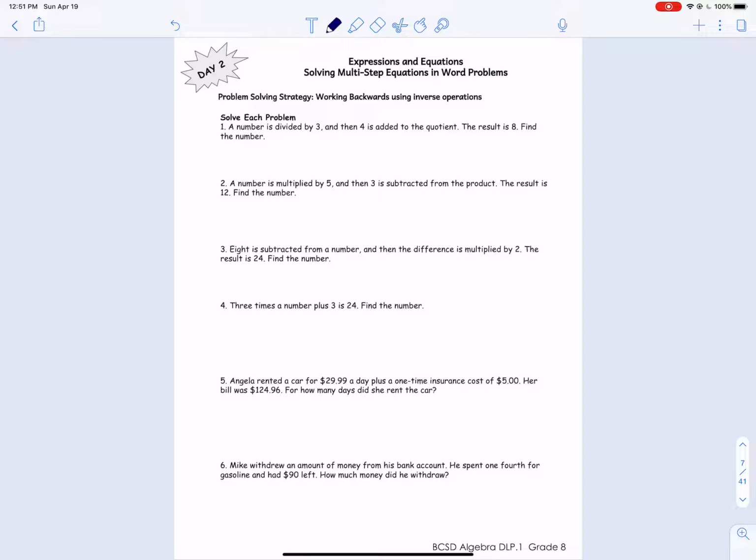Okay, so the first one, a number is divided by 3, and then 4 is added to the quotient. The result is 8. Find the number. So most of these are just like that, okay? And then the last two have some actual context. So I don't know if it really matters. I'll choose the first one.